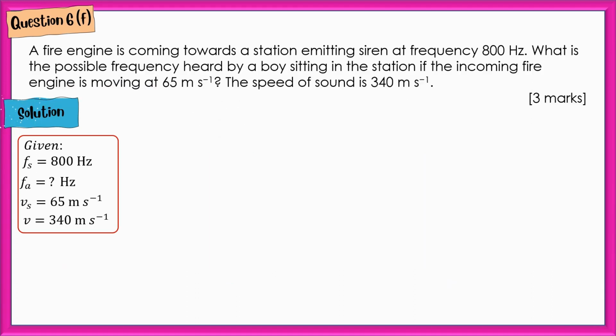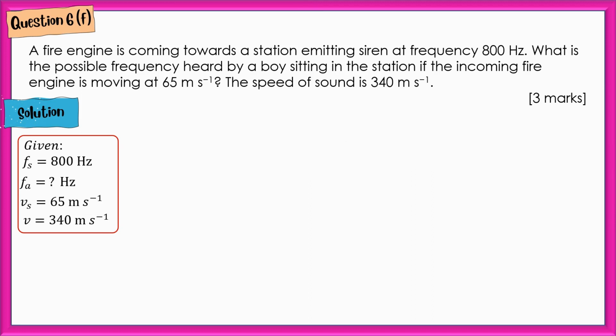For question number 6F, a fire engine is coming toward a station emitting siren of frequency at 100 Hz. What is the possible frequency heard by a boy sitting in the station if the incoming fire engine is moving at 65 meter per second? Given the speed of sound is 340 meter per second.